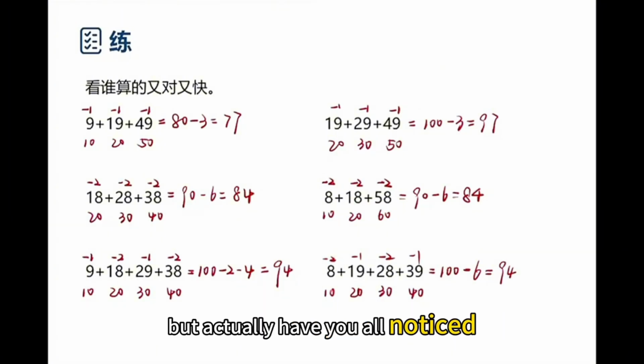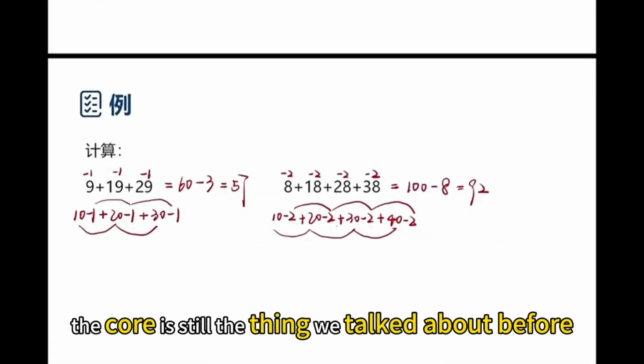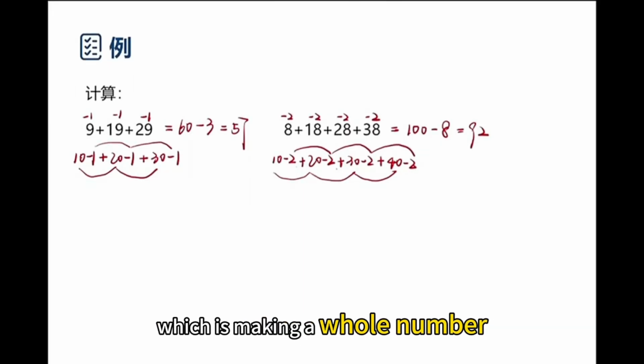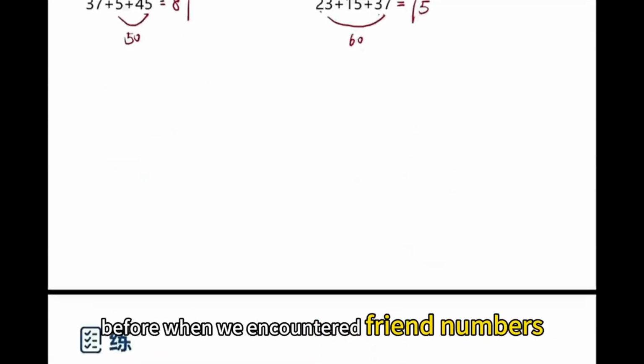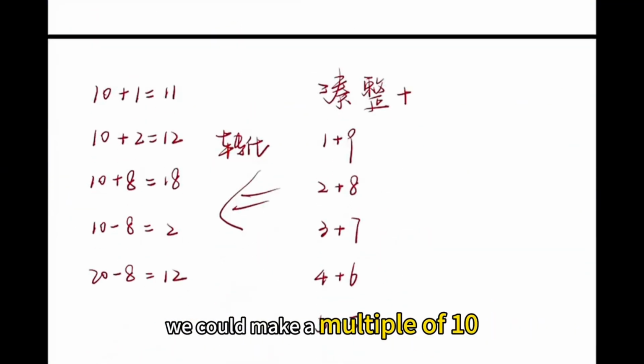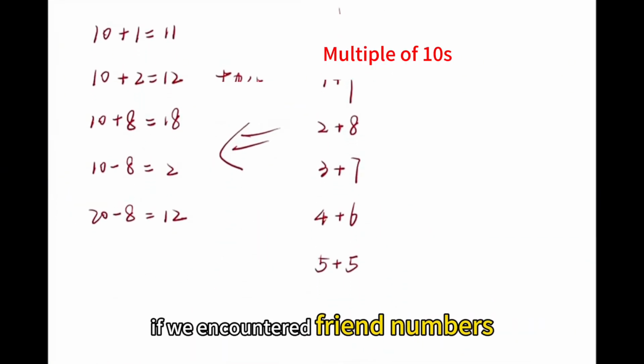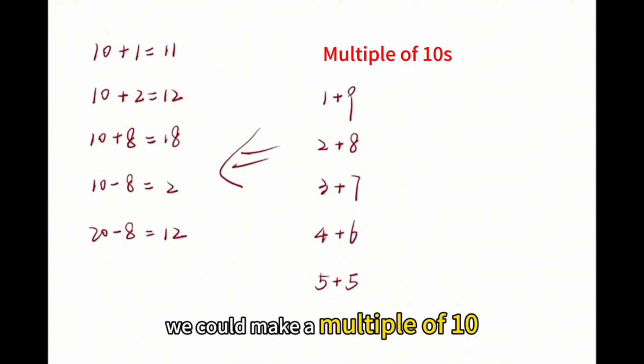But actually, have you all noticed, the core is still the thing we talked about before, which is making a whole number, making a multiple of 10, right? Just making a multiple of 10. Before, when we encountered friend numbers, we could make a multiple of 10, right? If we encountered friend numbers, we could make a multiple of 10.